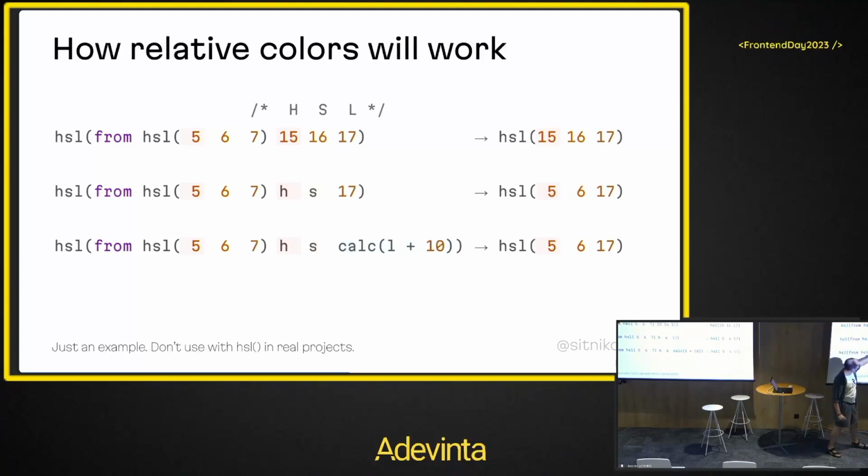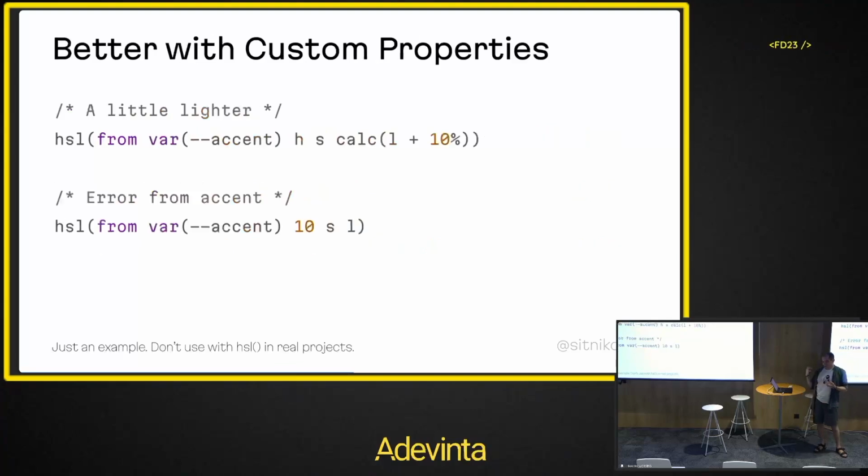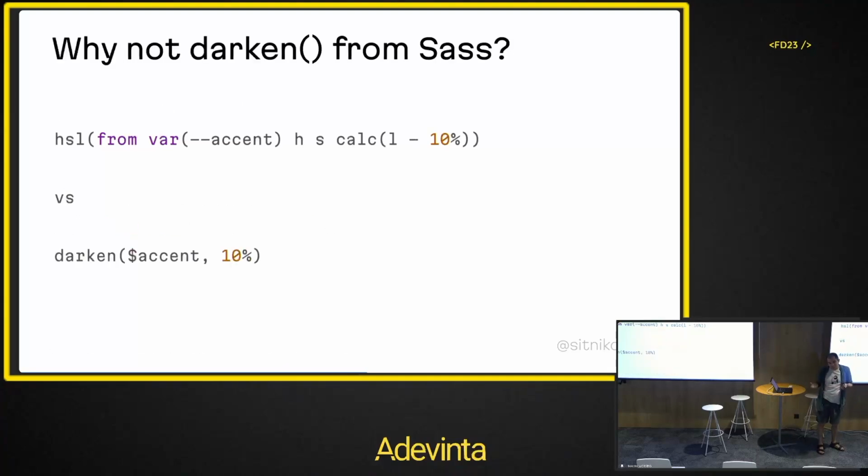But in this example, we use the same H as here and S as here, but replace 7 with a new value. And we can also use a calc to, for instance, not replace the lightness, but increase it by a specific number. The syntax is very complex. It's not obvious. Why did they create this syntax and not like darken in SASS? Of course, we don't need to use it by duplicating the numbers. Of course we will use custom properties to use colors from the variables. So why not use the same darken?